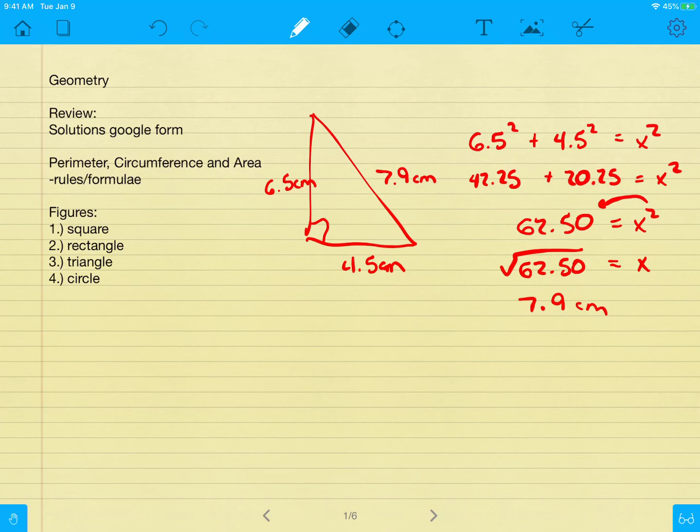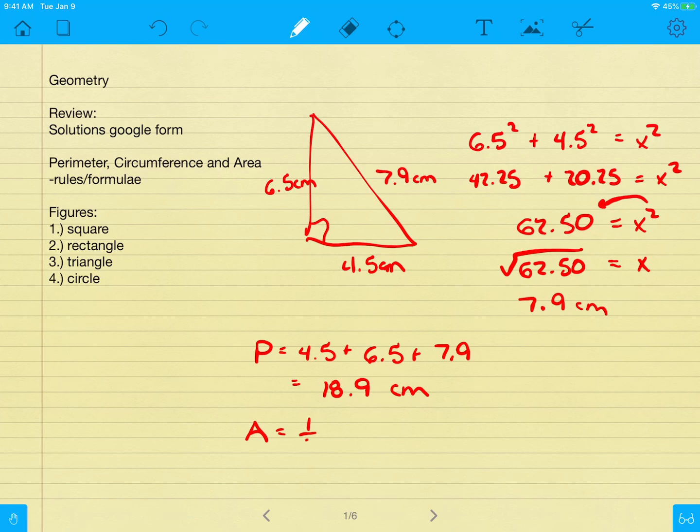Now I can go ahead and answer the question that the Google form asked. It asked for a perimeter, so I can add up all 3 of these numbers. So for the perimeter, I'm adding 4.5 plus the 6.5 plus the 7.9. And this will be in centimeters. So if I do that, 7.9 plus 6.5 plus 4.5, I'm getting 18.9. There's your perimeter.